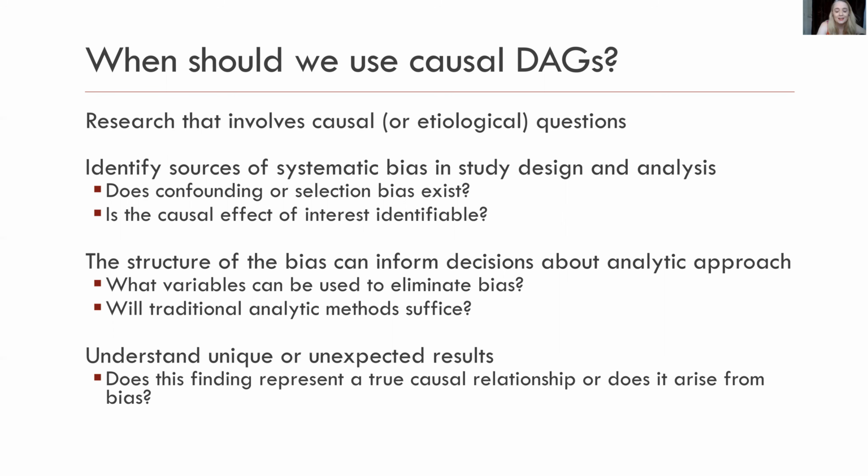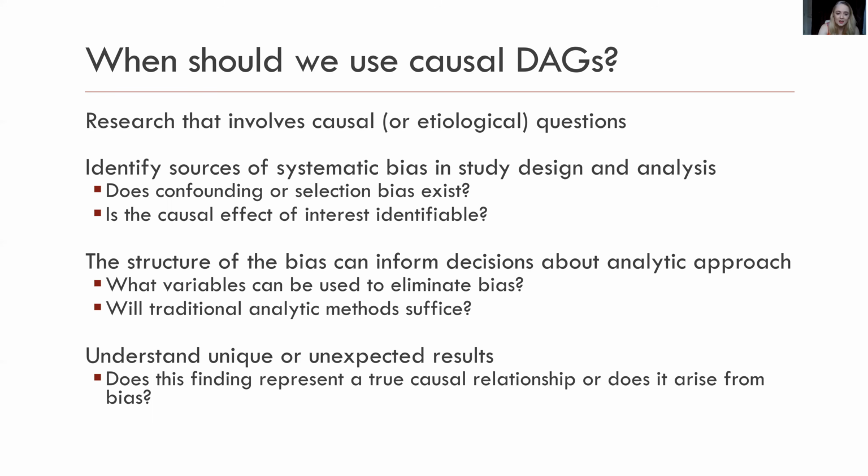Finally, we can use causal DAGs after we've conducted a study to think about how unique or unexpected results may have come about. An example of where this was particularly useful is thinking through what we call the birth weight paradox, where when looking at low birth weight infants, it appears that smoking is protective of harmful birth outcomes, even though smoking is actually a cause of these birth outcomes. This is a situation where drawing the DAG makes it easy to see that selecting on low birth weight babies is a collider and opens up a bias pathway.